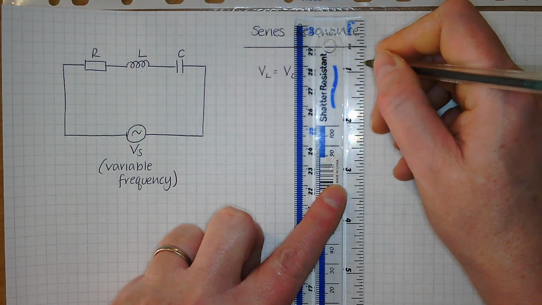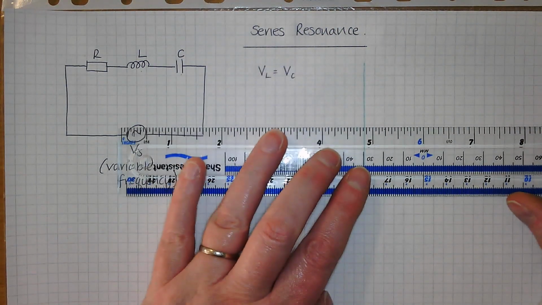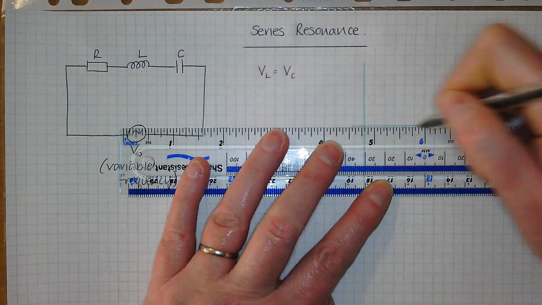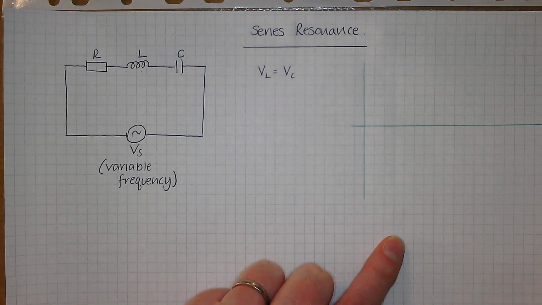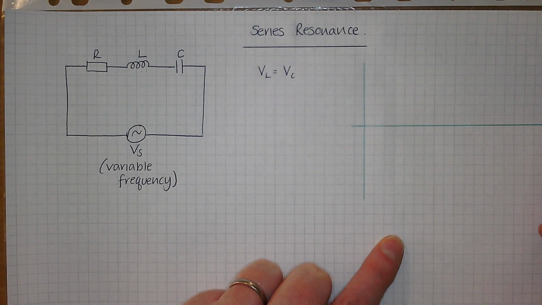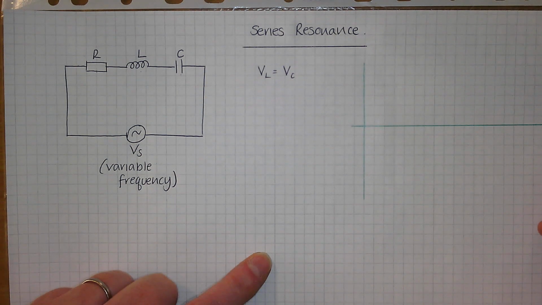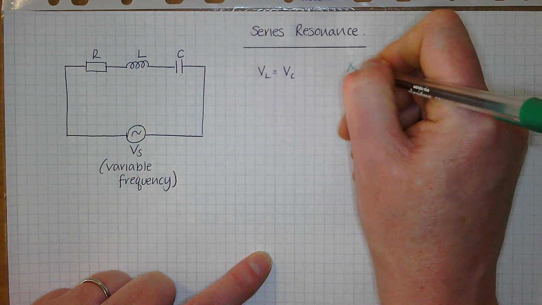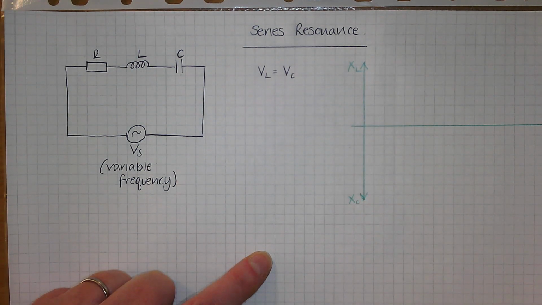about how the impedance of your inductor and your capacitor change with frequency. So say we said this was your increase in the frequency, this was your value of XL, this was your value of XC.